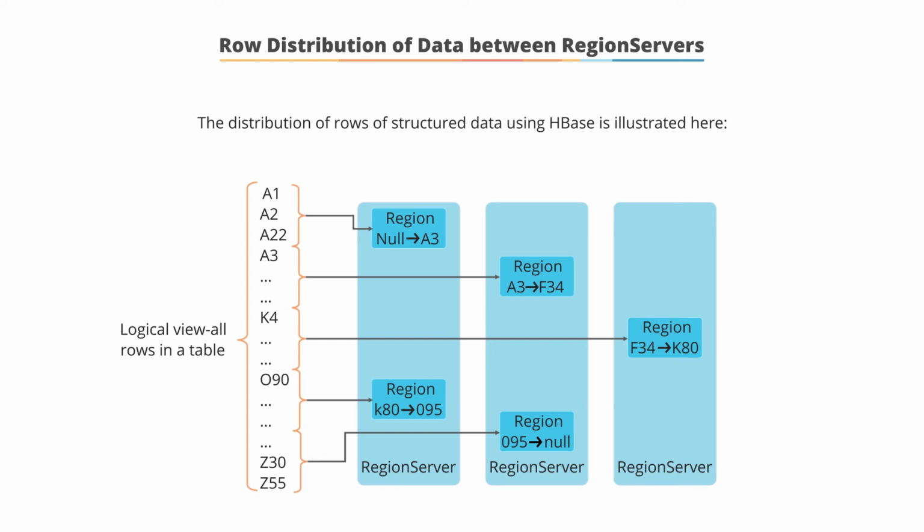As you can see, with the data A1 through Z55, some data is split based on the index value. For example, null to A3 is in the first region server. A3 to F34 is then stored in the second region server, and so on.